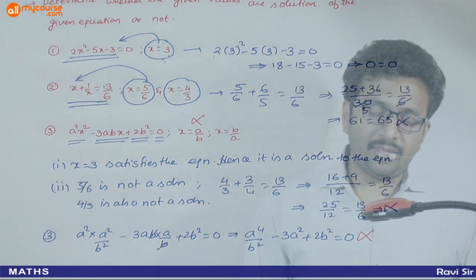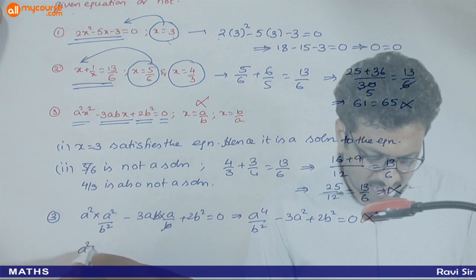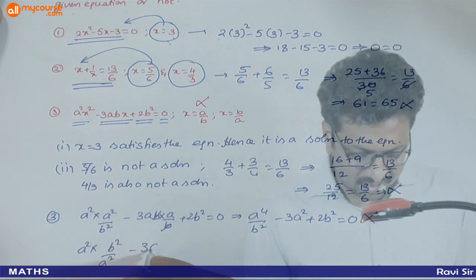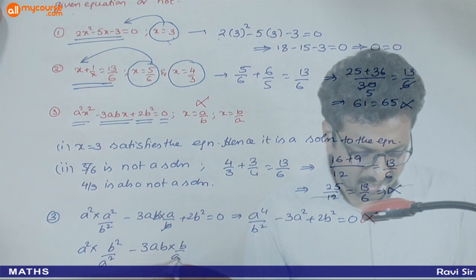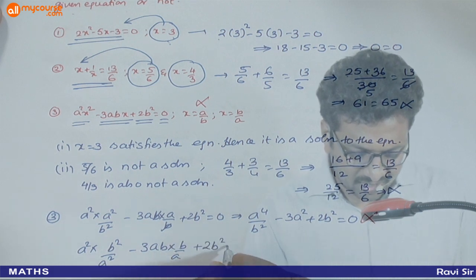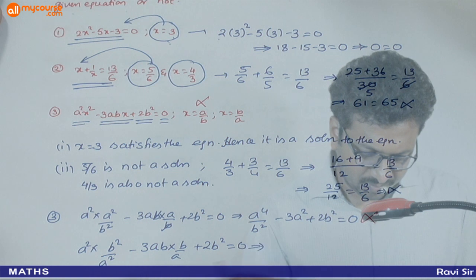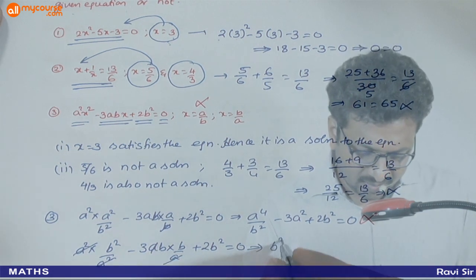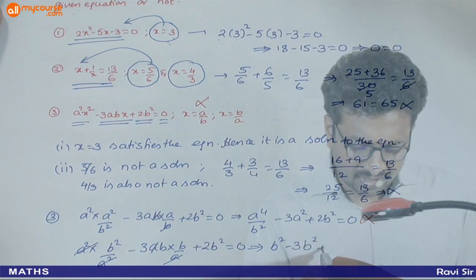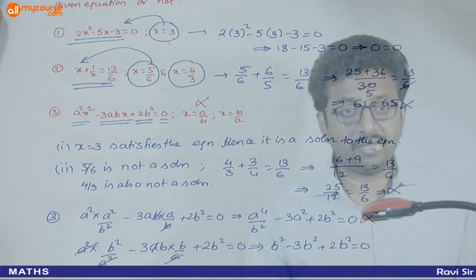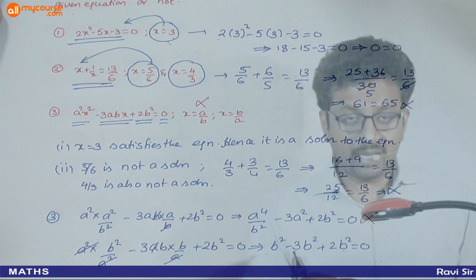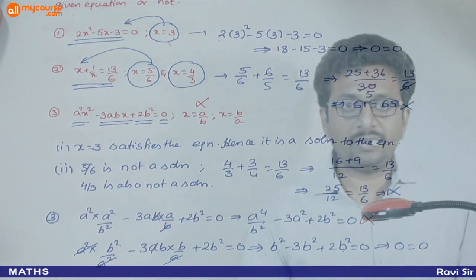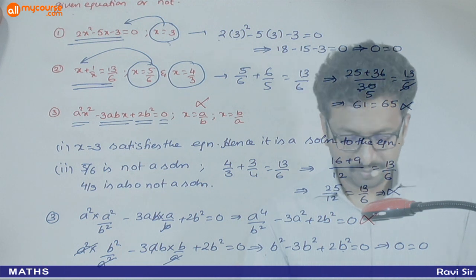Next, let us check b by a. A square into b square by a square minus 3ab into b by a plus 2b square is equal to 0. A square gets cancelled. A and a gets cancelled. B square minus 3b square plus 2b square is equal to 0. So 3b square minus 3b square is equal to 0, which implies 0 equal to 0, which is true.